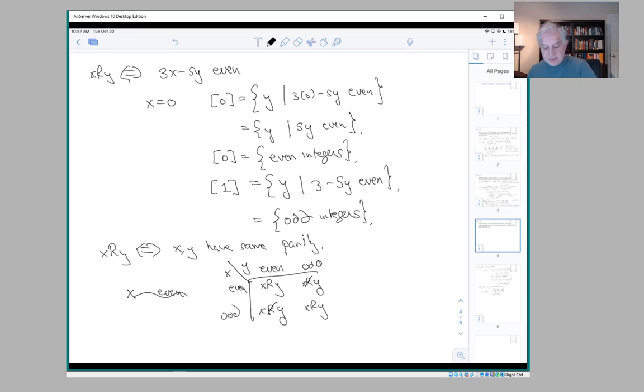So from this little table, we see that, in fact, this relation is the same as asking if they're the same parity, and therefore the equivalence classes are the numbers which all have the same parity. So they're all either the even numbers or they're all the odd numbers. It's just a fancy way of doing even and odd.